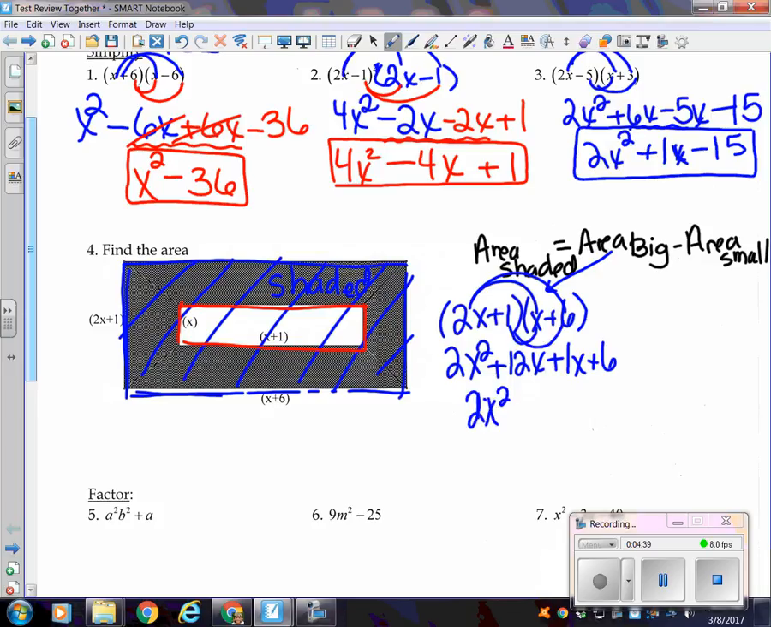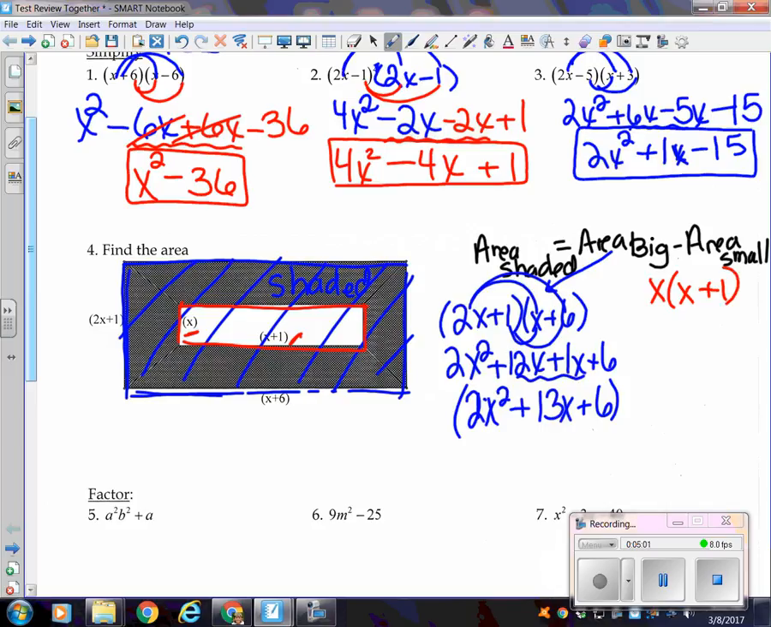2x squared. Adding like terms is 13x plus 6. So that's the area of the big. Now I'm going to do the area of the small. And this one is an x length inside times a width of x and a length of x plus 1. So x times x plus 1.